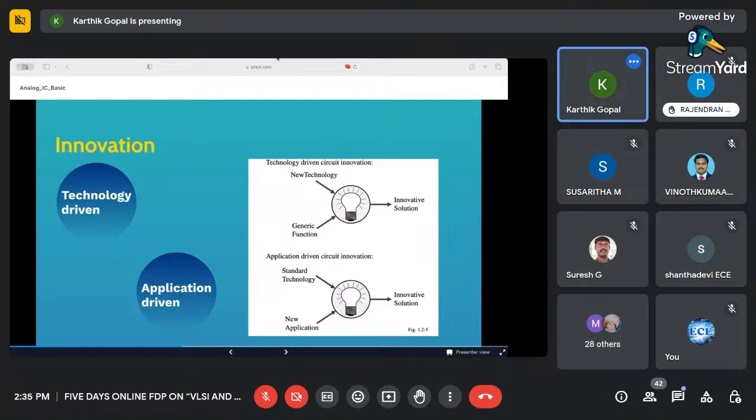And this is a simple diagram that explains it. So what is innovation? An innovative solution can be a new technology with a generic function, or a standard technology. But if you invent a new application for it, like smartwatches, which were invented and boomed recently, only 5 or 6 years back, but earlier were not there, that is one kind of application driven innovation.